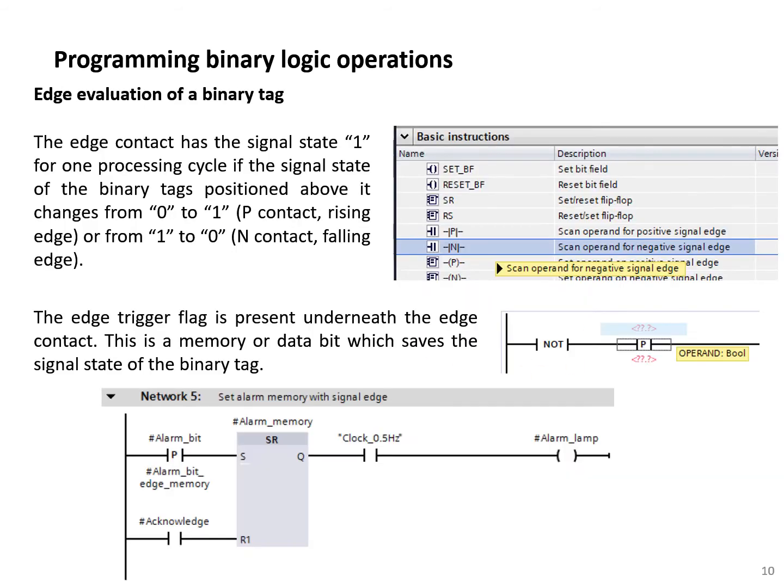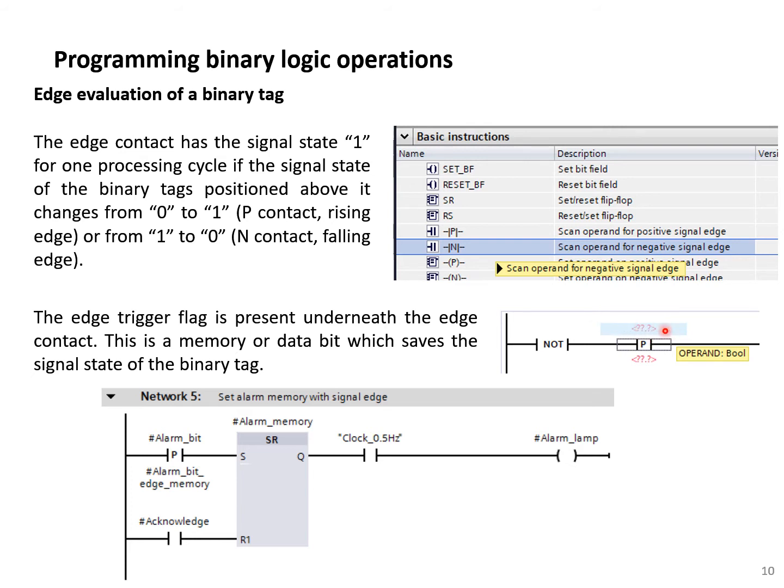Okay. Edge evaluation of binary tag. So here we have an edge contact, and you see where you could find it in the basic instructions of TIA Portal, where you could find a positive or negative edge contact. The edge contact has the signal state 1 for one processing cycle if the signal state of the binary tag above it changes from 0 to 1 for P contact, rising edge, or from 1 to 0 for N contact, falling edge.